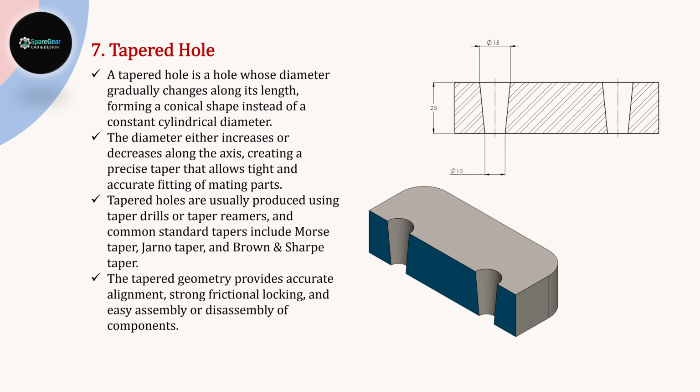A tapered hole is a hole whose diameter gradually changes along its length, forming a conical shape. Tapered holes are commonly used in machine tool spindles and taper pin assemblies. Because of their conical geometry, tapered holes provide accurate alignment and strong frictional locking. Common taper systems used in engineering include Morse taper and other machine tool taper standards.